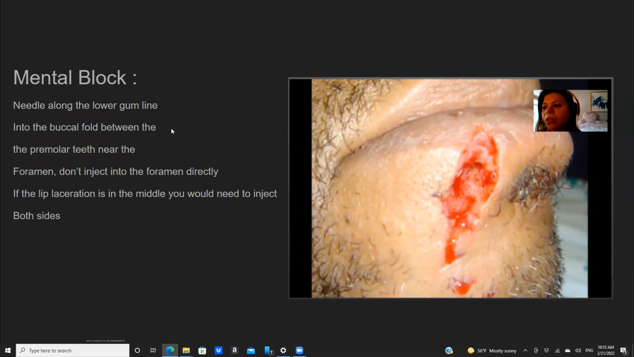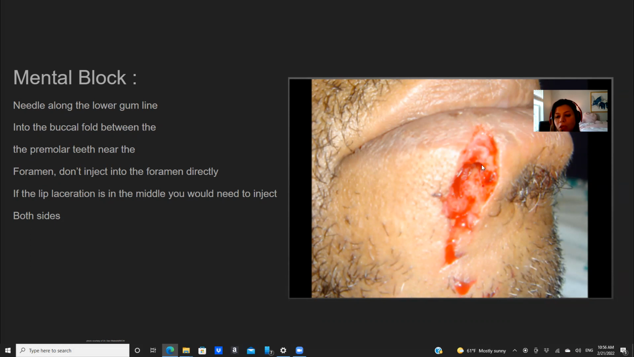So with the mental block, you are going to go ahead and pull your lower lip like this, and the needle is going to go along the lower gum line in the buccal fold between the premolar teeth. This is the mental foramen. You're not going to inject into the foramen itself, just that buccal fold between the premolar teeth.